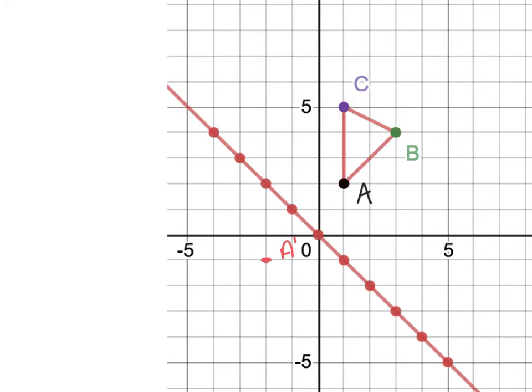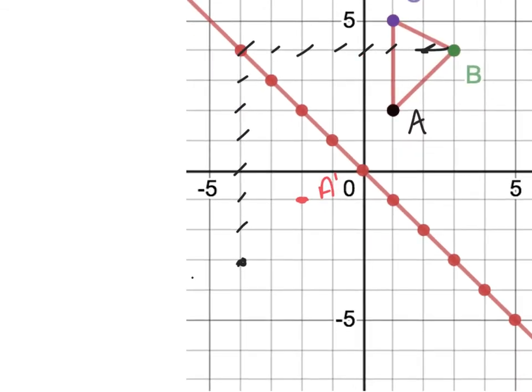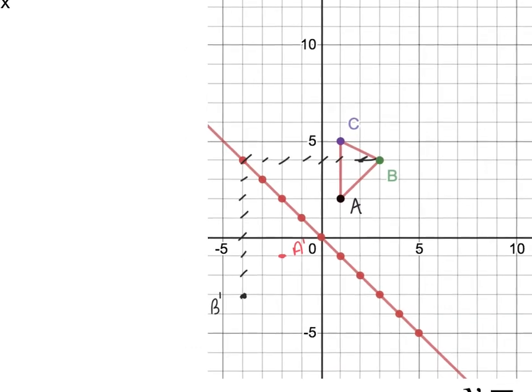Now let's do B prime. So B prime is going to be 1. I'm going to run this time. 1, 2, 3, 4, 5, 6, 7. So I ran 7. Now I have to rise down 7. So 1, 2, 3, 4, 5, 6, 7. That's where B prime will be. I'm going to do my erasing.